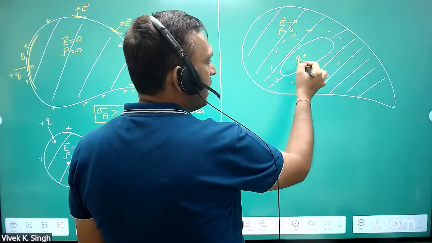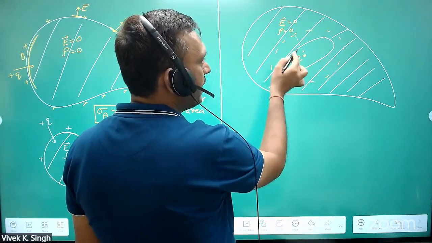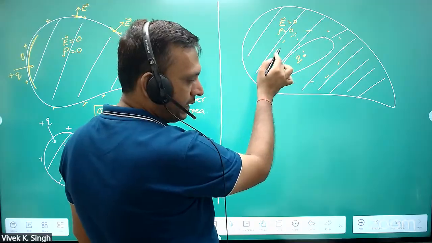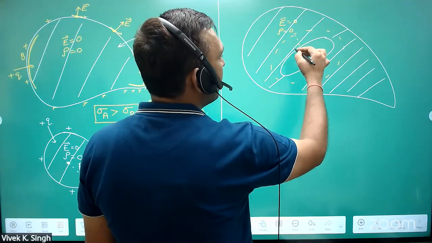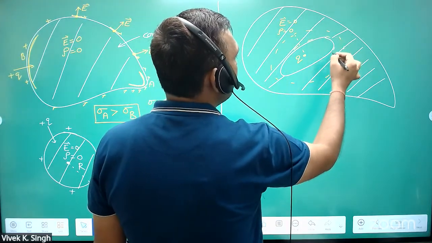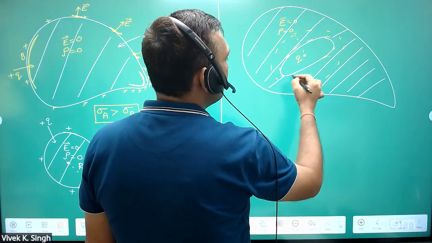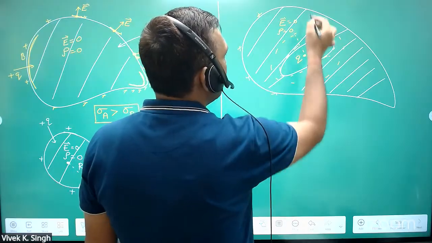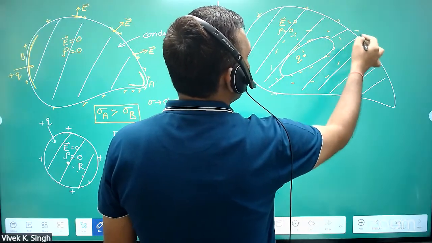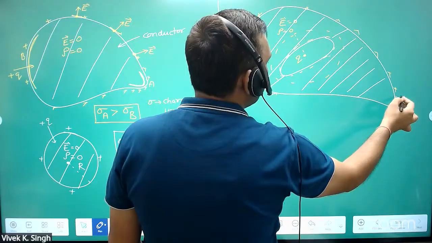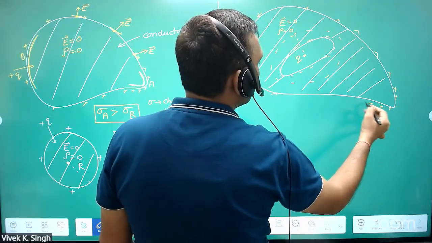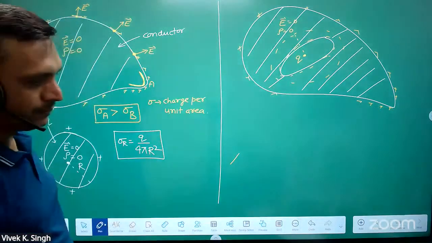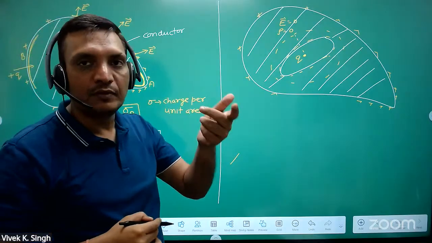This will produce an electric field in such a way that an internal field will be created. Now negative charge will move towards this side and positive charge will develop on this side. And charge accumulation will take place until the net electric field is 0.